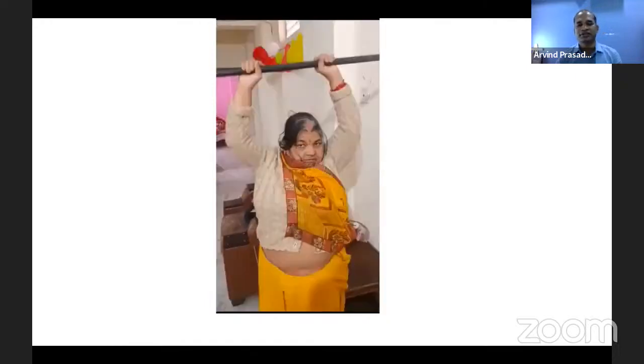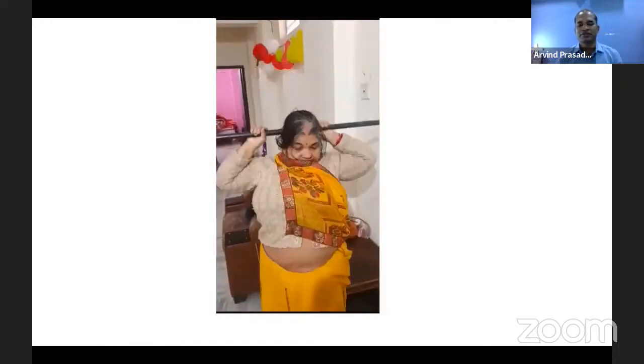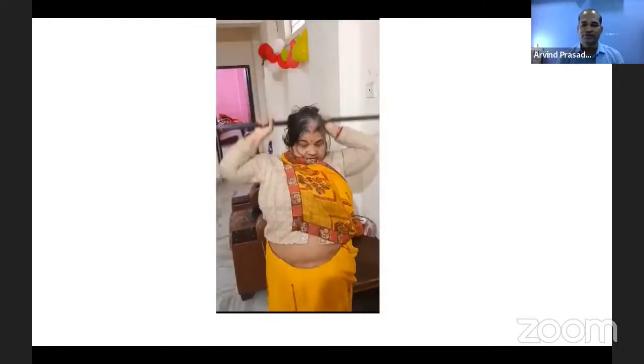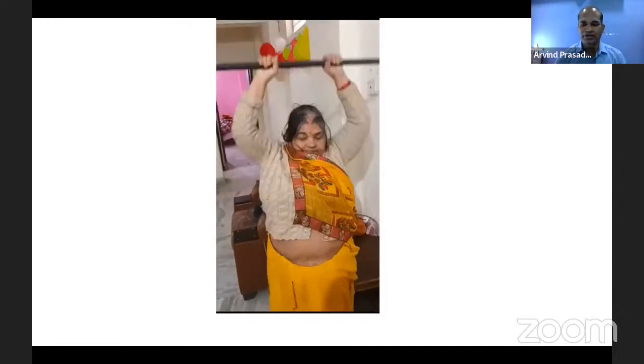And this is after 4.5 months of this lady. Here you can see there is full abduction, and also she is lifting a little bit of weight also, and she is doing all her activity.